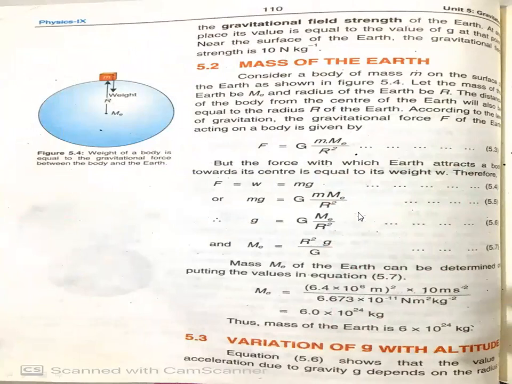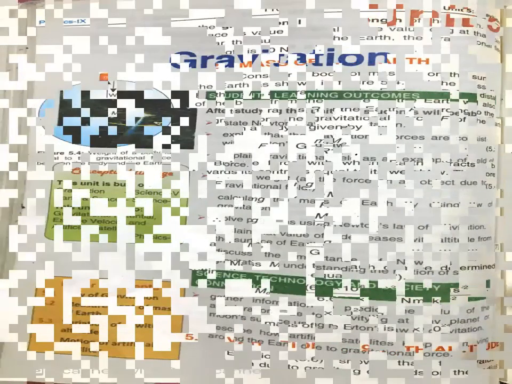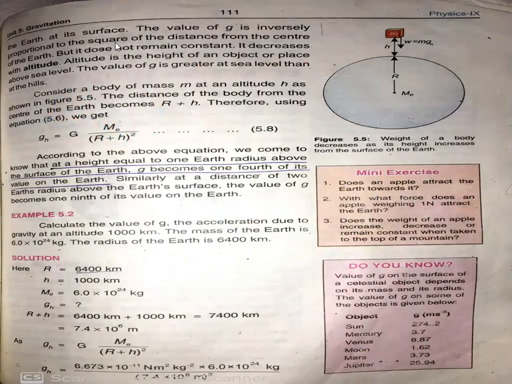In this figure the equation is the same as before, because the body is lying at no height. The body is lying at the surface of the Earth. But in this case, the body is lying at some height. That's why equation 5.5 becomes gh = GMe/(r+h)².